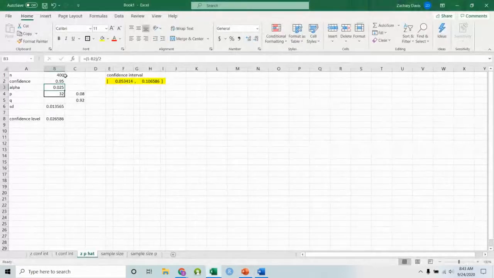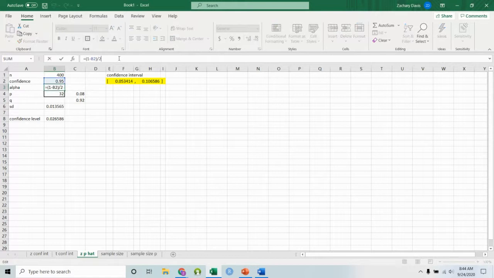So we have a sample size of 400. Confidence interval of interest is 95%. So we find the z alpha over 2, so we subtract the alpha from 1 and we divide by 2. We need that. We calculate our standard deviation, which is the square root of p times q divided by the sample size.